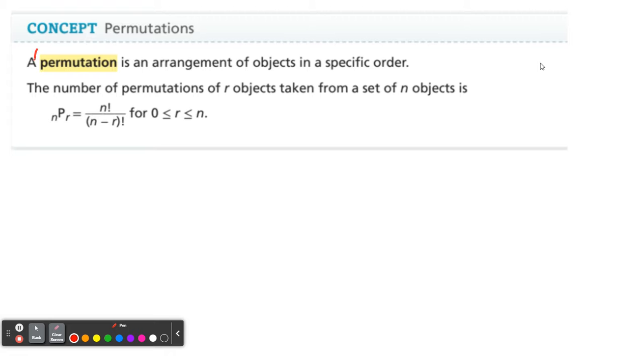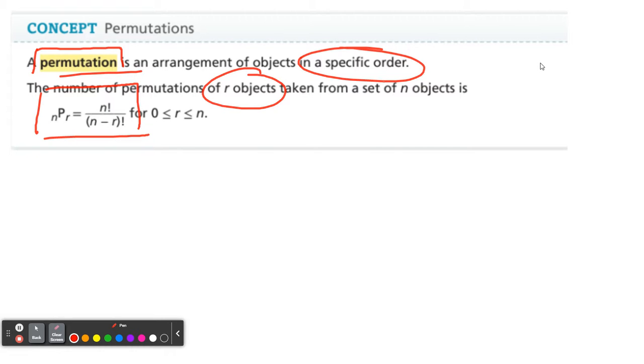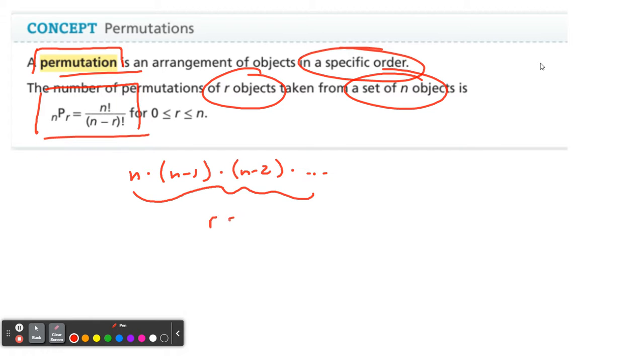So the permutation formula is for when order matters, a specific order. If I'm trying to choose from n objects and I want r of them, this is my formula. I want r objects taken from a set of n objects. Another way to think about this is n factorial: n times n minus 1 times n minus 2 times and so on, for r spots. That's again using the fundamental counting principle.